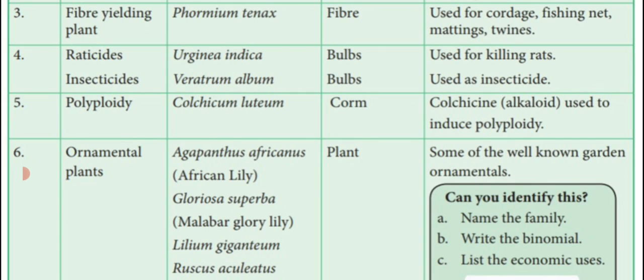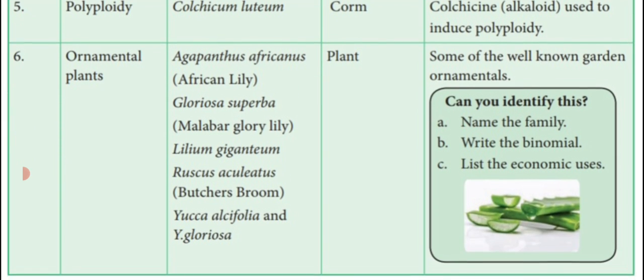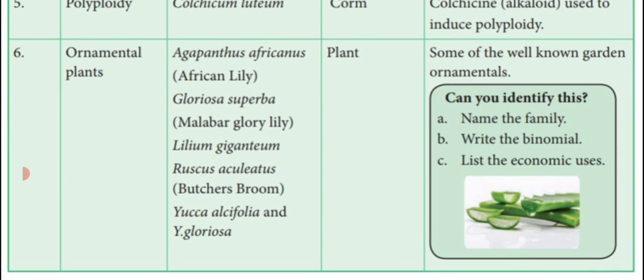Some of the plants are used as ornamentals. Agapanthus africanus, African lily, Gloriosa superba, Malabar glory lily, Lilium giganteum, and Ruscus aculeatus are some of the well-known garden ornamental plants. Another one, Yucca aloifolia and Yucca gloriosa. These are all different species which act as ornamental plants.